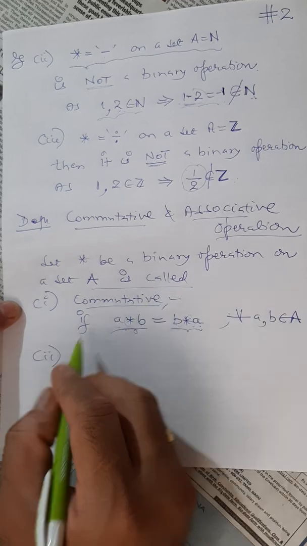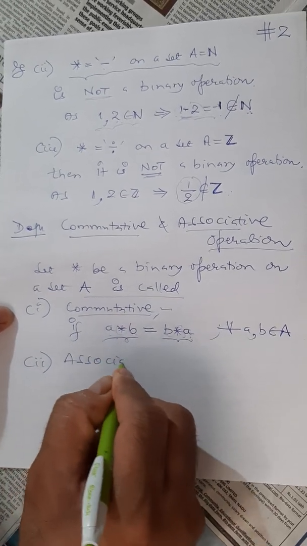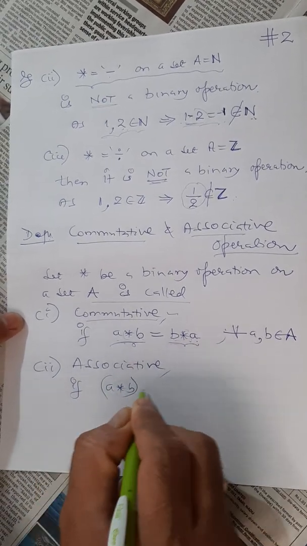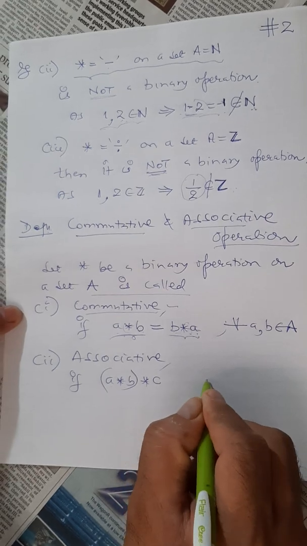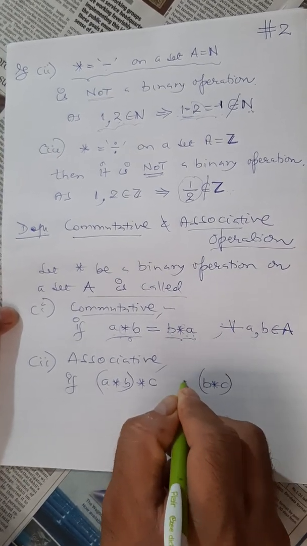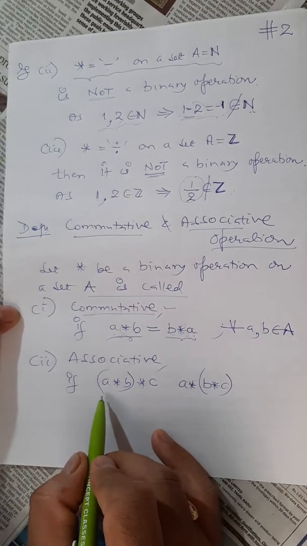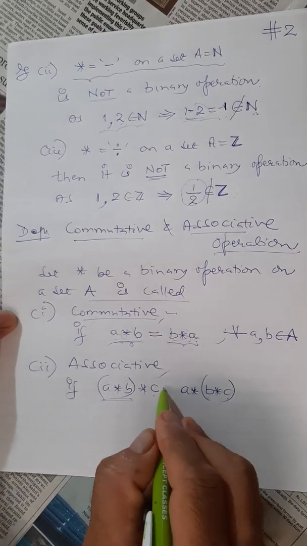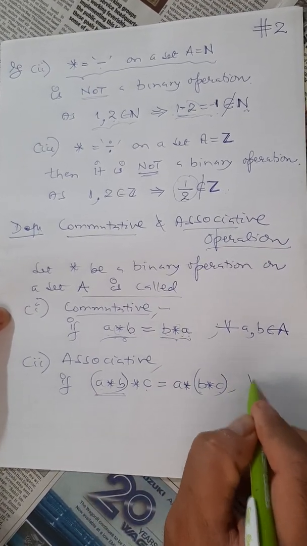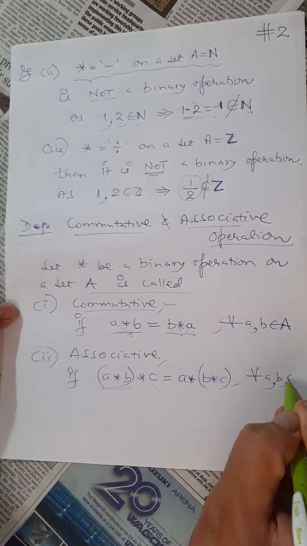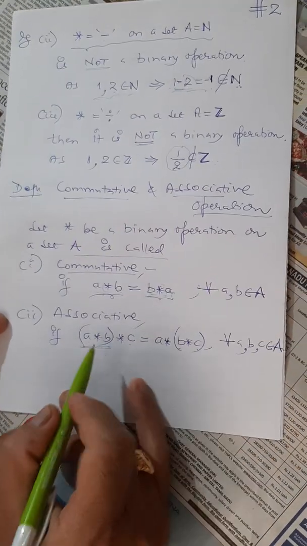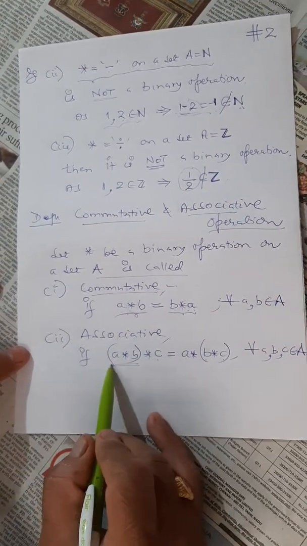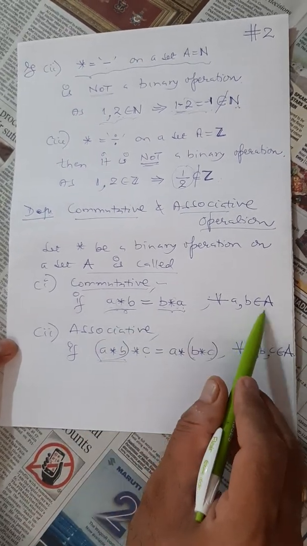Then asterisk is called associative, which also you know. Associative if A asterisk B, we find this first, asterisk C, and on the other side we find B asterisk C first, then A asterisk that. Members are taken in this way. Here A asterisk B first and then C. Here B asterisk C first and then this with this. These two are always equal for every three members of the set. Then this operation is called associative. For associativity you require three members. For commutativity you require two members.